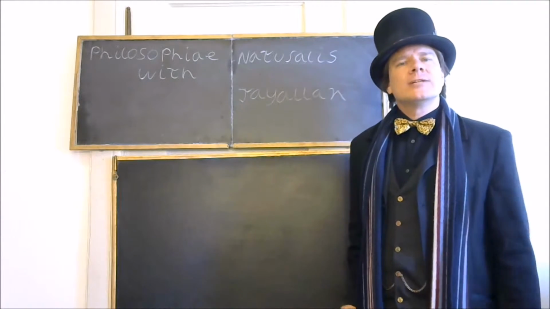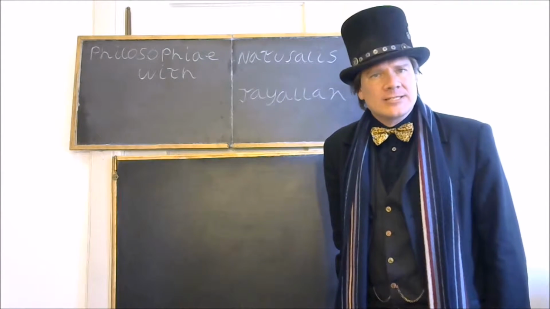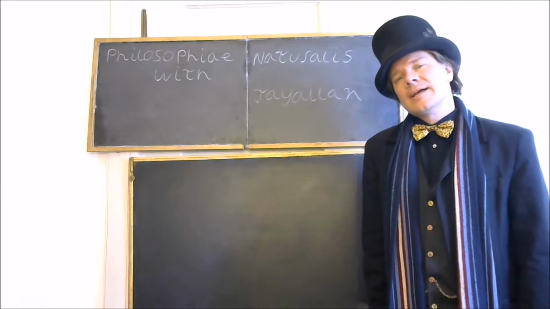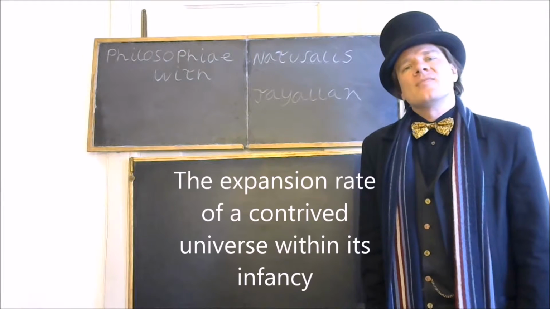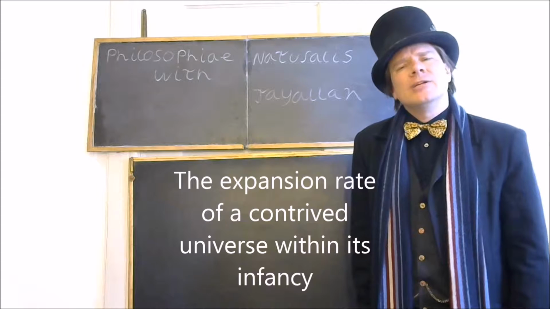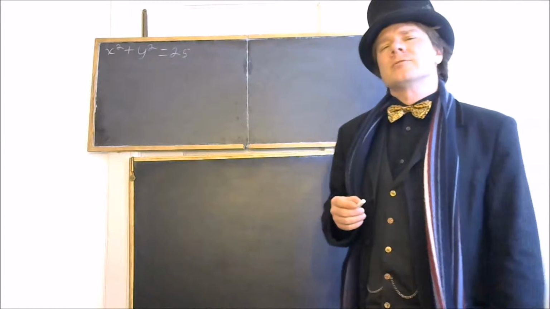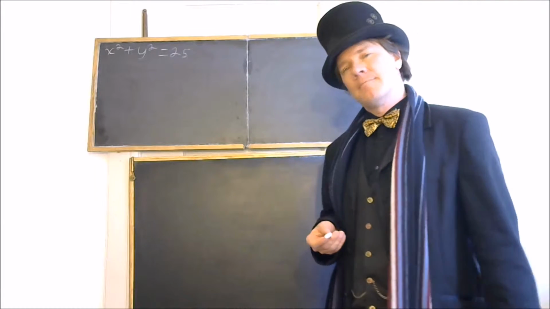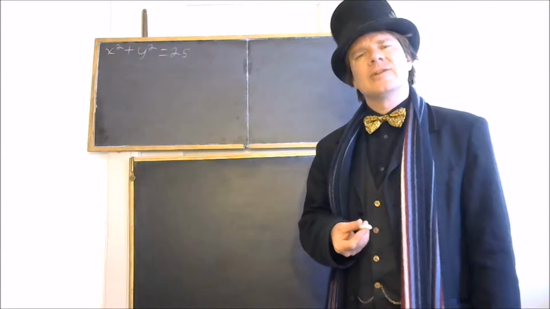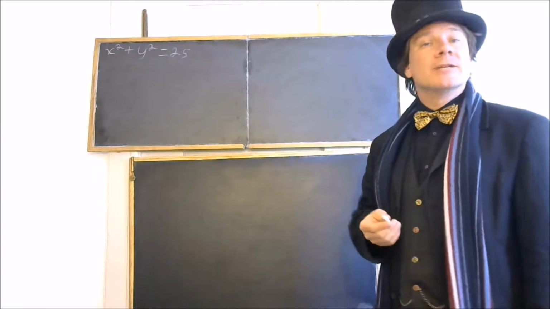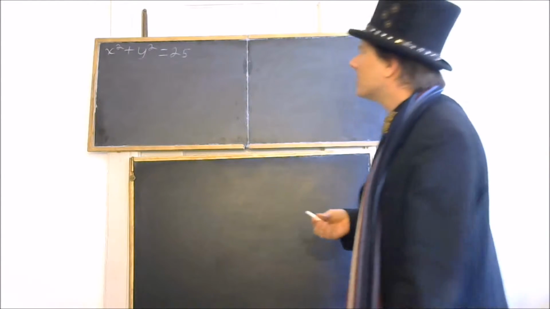In this episode, we shall be deriving related rates. In particular, related rates as it pertains to the expansion rate of a contrived universe within its infancy. However, in order to understand rate of change, we first must understand implicit differentiation. Here is a simple implicit differentiation problem for us to solve.